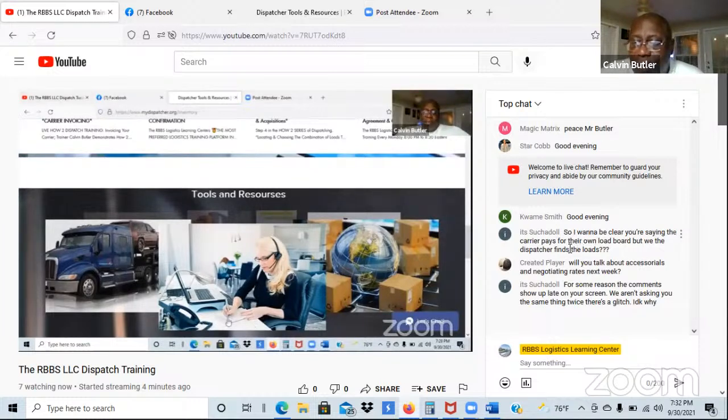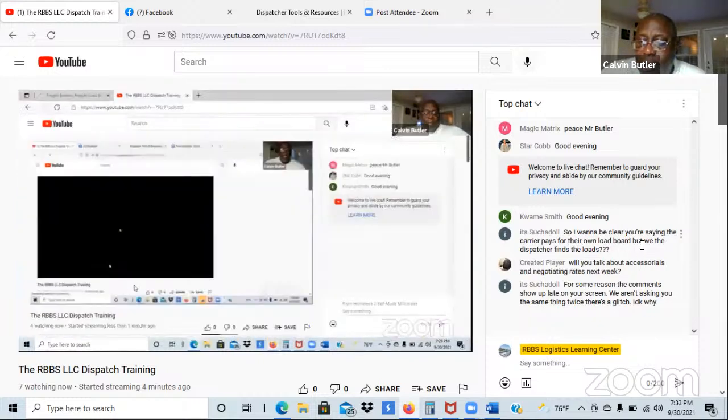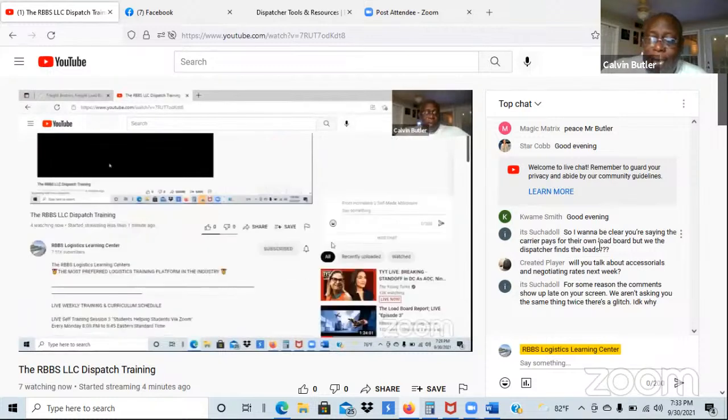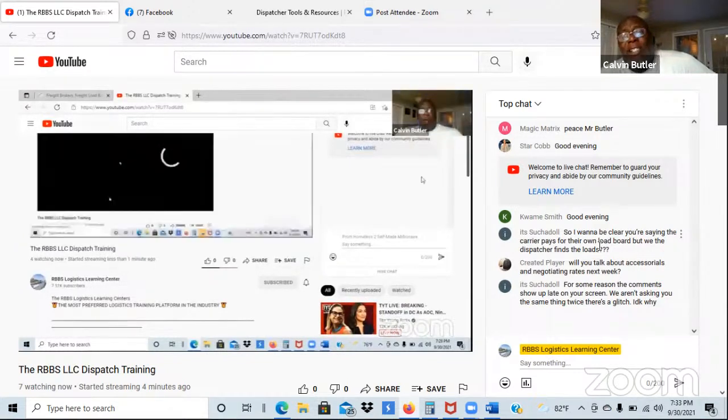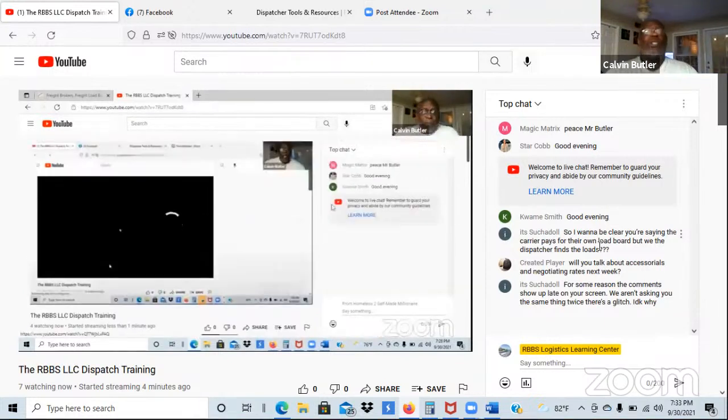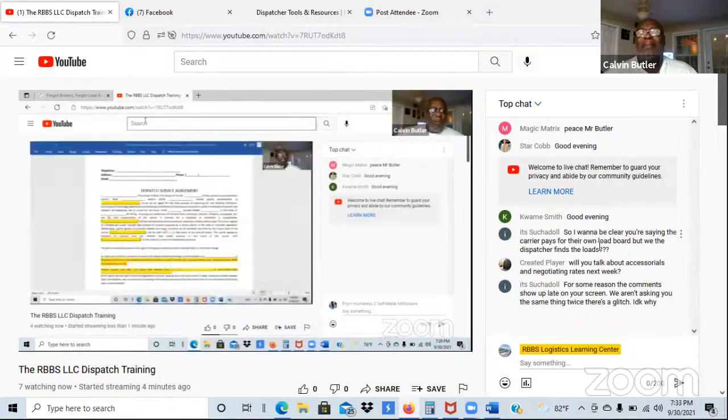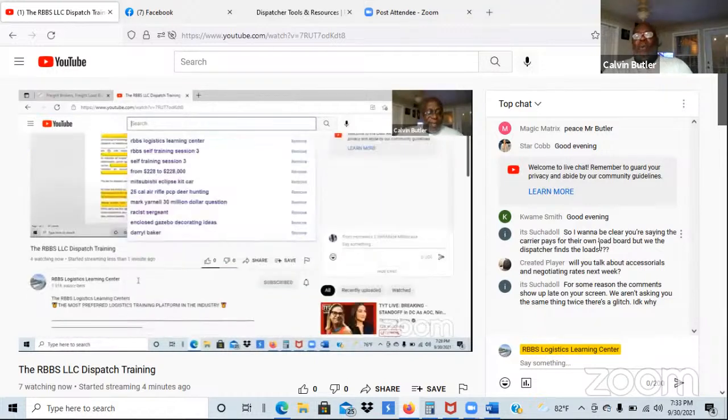One viewer says, so I want to be clear, saying the carrier pays for their own load board, but we, the dispatcher, find the loads. Yes, the carrier is responsible for paying their own load boards. Now, we give you all access to load boards, but it's not saying that the carrier has to pay for the load board. It says that when it comes right down to it, the carrier is the one who's responsible for paying load boards. Now, some carriers will say to you, well, I don't want to pay for load boards if I'm paying you for dispatch. Well, that's just them being difficult, all right? But legally, they're supposed to pay for the load board.